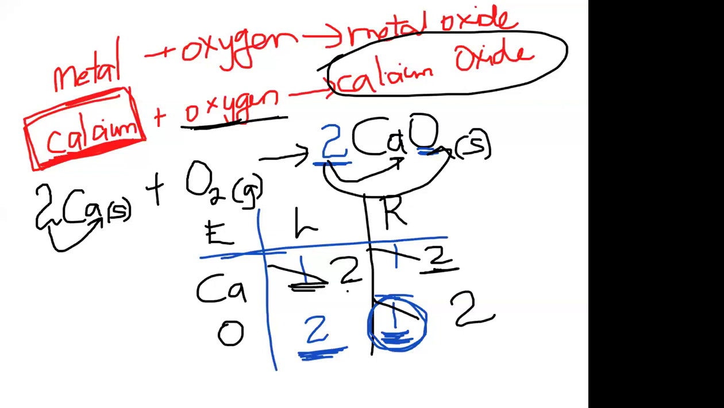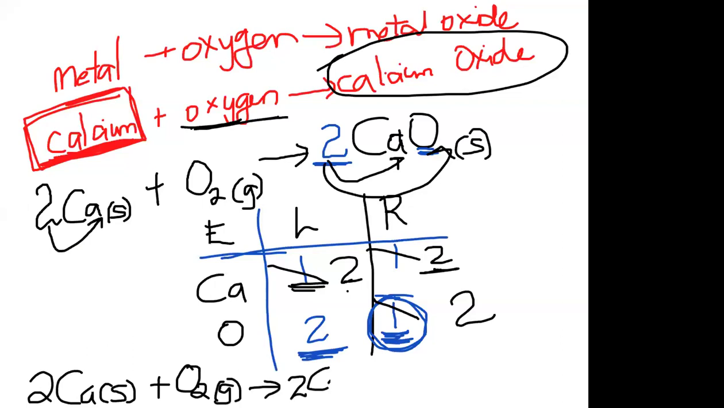So my balanced equation is 2 Ca solid plus O2 gas produces 2 CaO solid. Is that clear? Yes, miss. All right. Ready? Can I move on? Yes, miss.